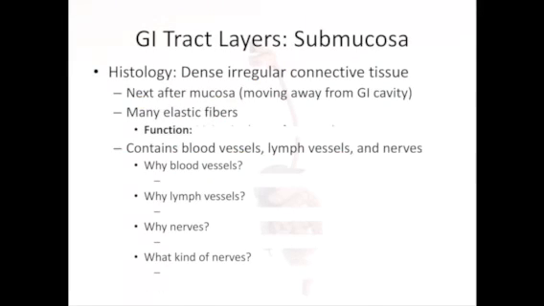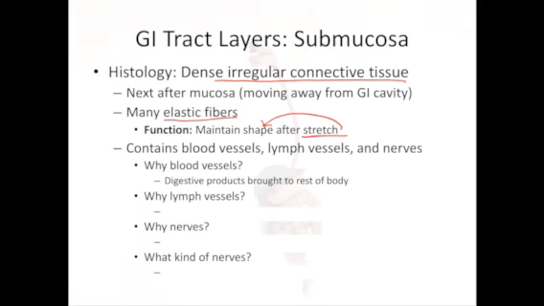Secondly, the submucosa, the next layer out. This is dense, irregular connective tissue. We talked about that kind of connective tissue before. Now we're moving away from where the food goes through, going further exterior. This is mainly elastic fibers. The function of that is, the GI tract is going to get stretched, and those elastic fibers allow it to bounce back and maintain shape after it's stretched. It contains blood vessels, lymph vessels, and nerves.